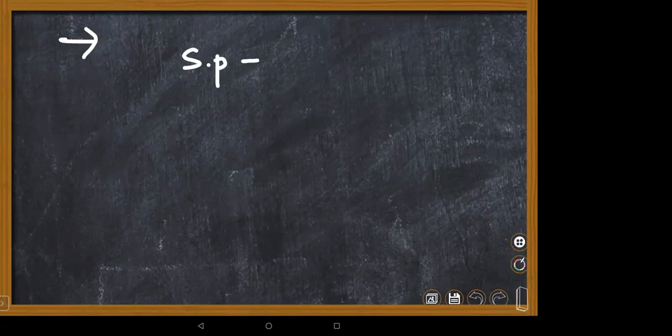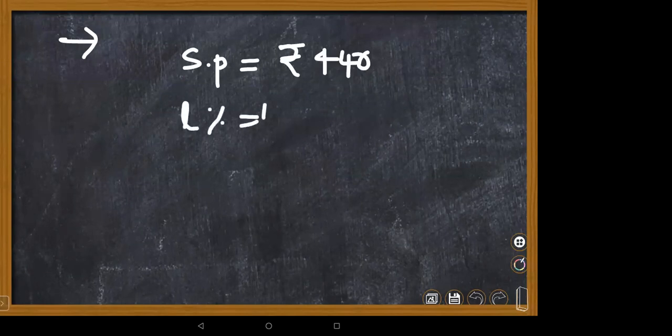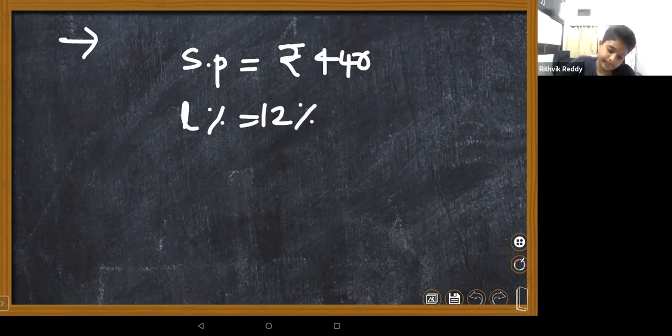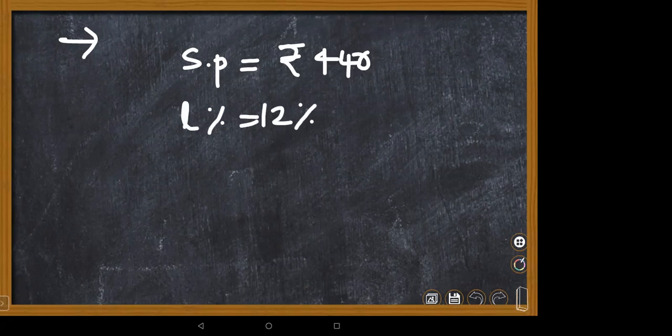Ma'am, can you give one more question like that? Sure, Srusti. Next question. Okay. An article is sold for rupees 440. Sold means selling price. Selling price is rupees 440, given. The loss is 12%. How much is the cost price? CP is how much?